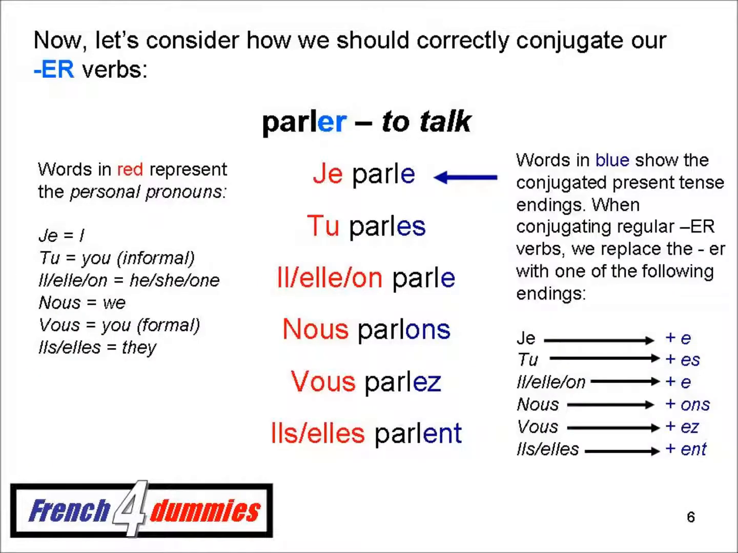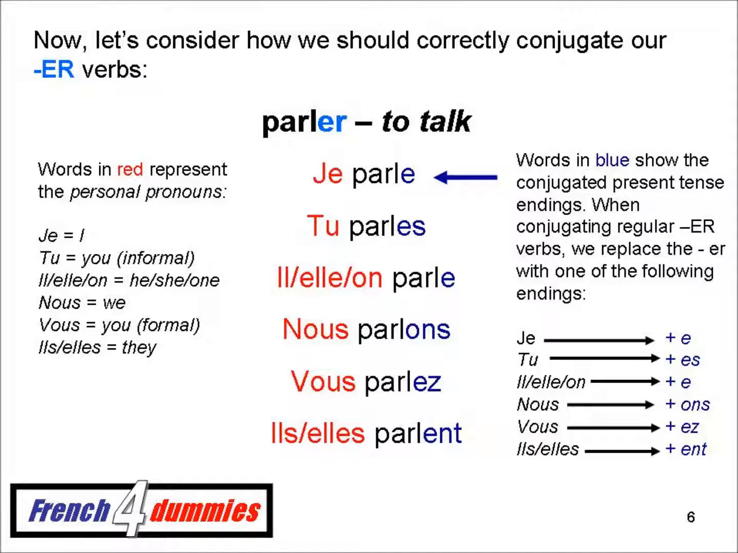Now, let's consider how we should correctly conjugate our ER verbs. I've taken the example of parler, to talk, to explain it to you. Firstly, the words in red are extremely important. They are personal pronouns, so they represent who you're talking to or who you're talking about. So, je is I, tu is you, il, elle or on is he, she or one, nous is we, vous is you when you're talking formally to somebody, and ils or elles in the plural sense means they.